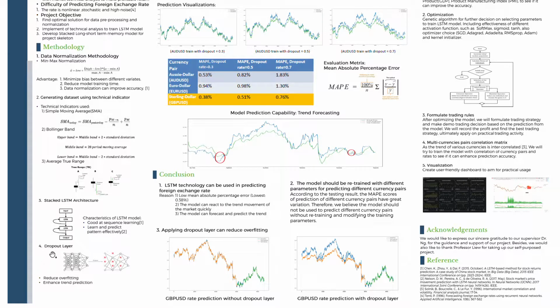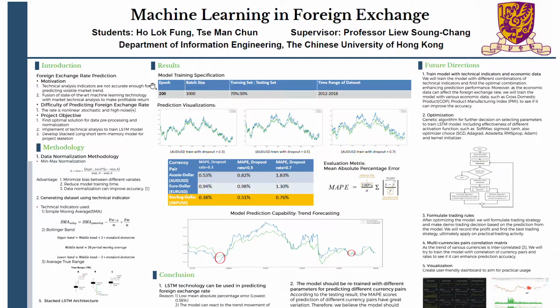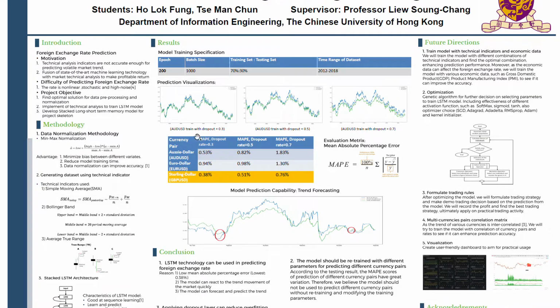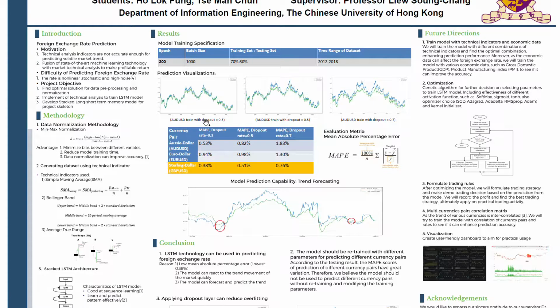The fourth thing I would like to talk about is the dropout layers. We have added dropout layers between the LSTM layers to reduce overfitting and to help enhance the trend prediction. And here is our result. We evaluate the prediction performance by using the mean absolute percentage error. After doing prediction on various currency pairs, we found that a dropout rate of 0.3 is the optimal dropout rate to do the prediction and avoid overfitting.